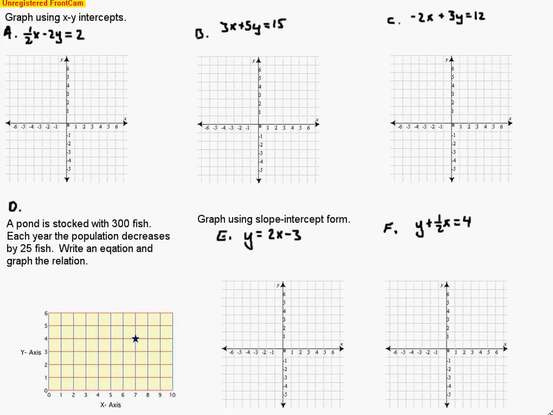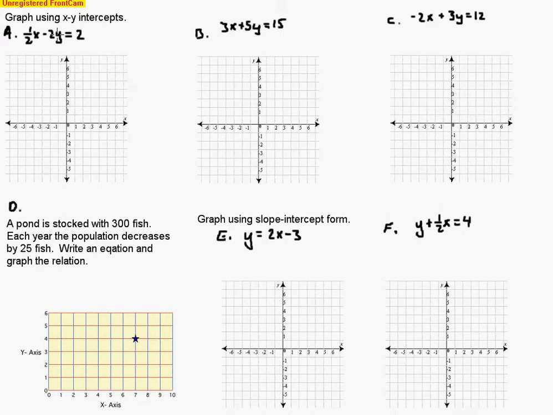In part 2 of the homework, we're going to graph some equations. Now, the homework's going to ask about graphing equations in xy intercept form. I also have a word problem down here where we're going to write an equation, and then we're going to graph using the slope-intercept form. So let's take a look at this xy intercept form first.